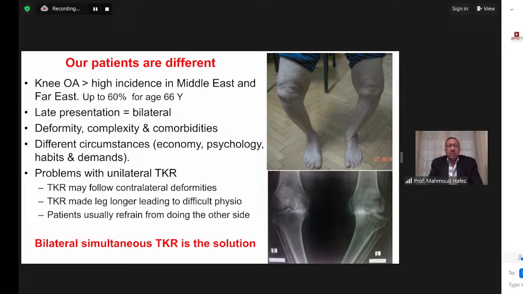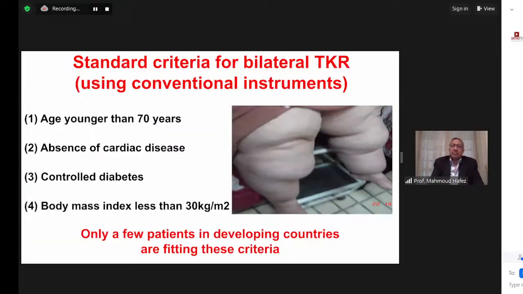So with all these problems, I found that bilateral simultaneous TKR is a solution. You look at the three problems there with the unilateral, as I mentioned. But we have another problem. If we're going to do a bilateral simultaneous, how can we do it? We have to look at the criteria. In the literature, there are four criteria listed everywhere. Unfortunately, the literature missed one very important criterion, which is deformity.